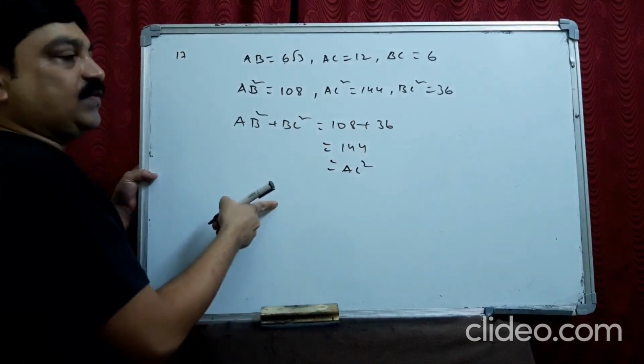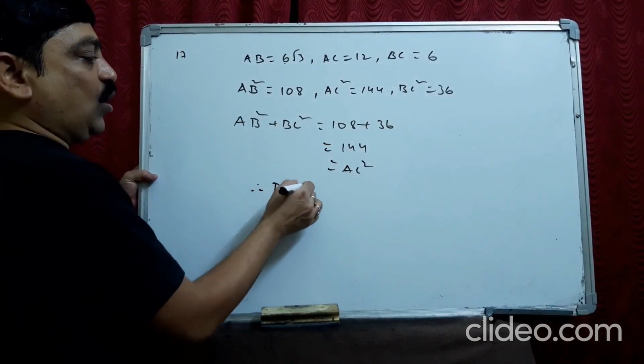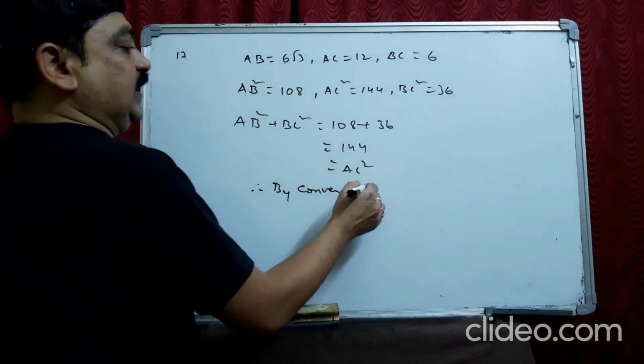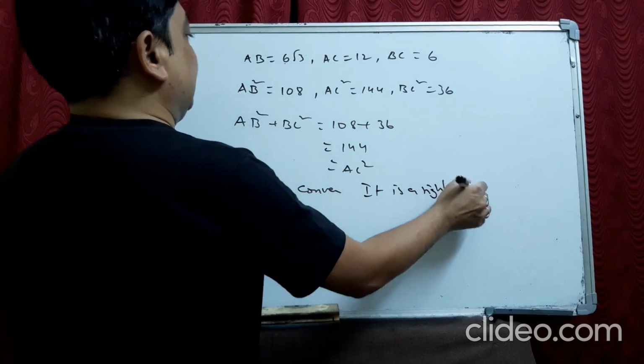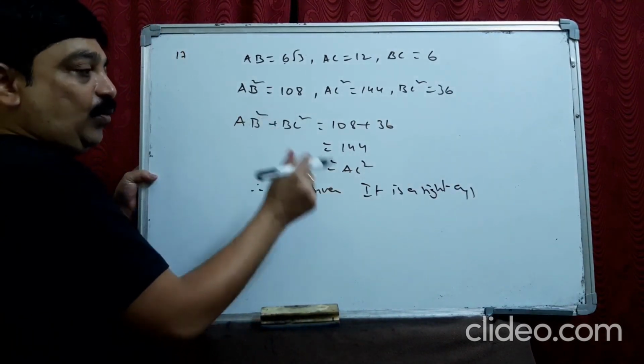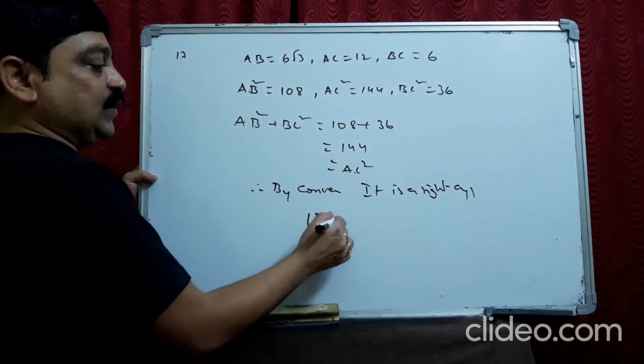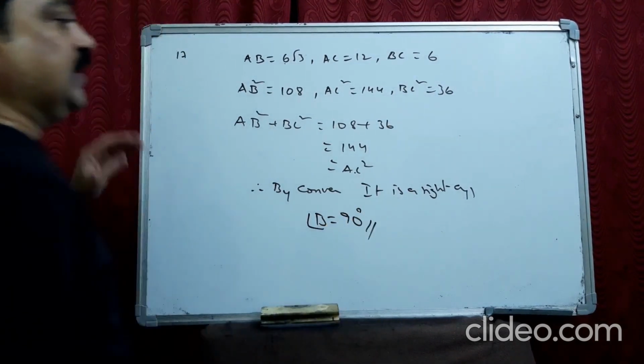So it is satisfying Pythagoras. Therefore, by converse of Pythagoras, it is a right angle triangle. So where will be the right angle? The angle opposite to the hypotenuse will be the right angle. So angle B is 90 degrees here. Okay.